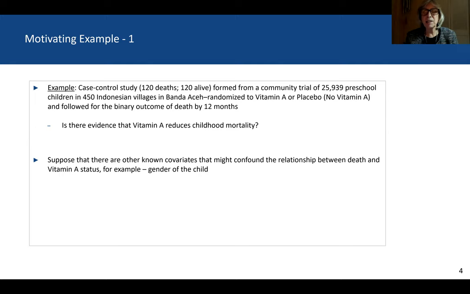But suppose that there are other known covariates that might confound the relationship between death and vitamin A status. For example, gender of the child. So just as a reminder, confounding occurs when there is an association between a covariate, such as vitamin A status, and mortality, as well as a relationship between vitamin A status and gender. And if that is the case, then the introduction of gender will allow us to see the adjusted relationship between death and vitamin A status.